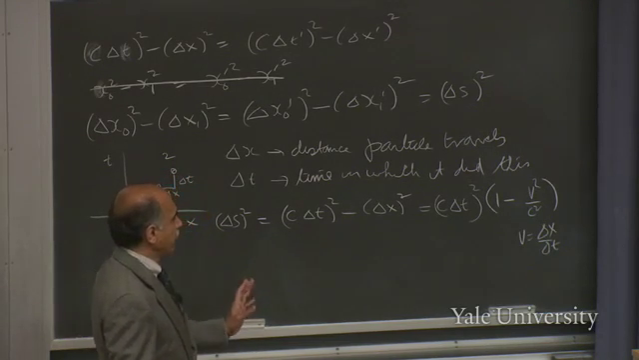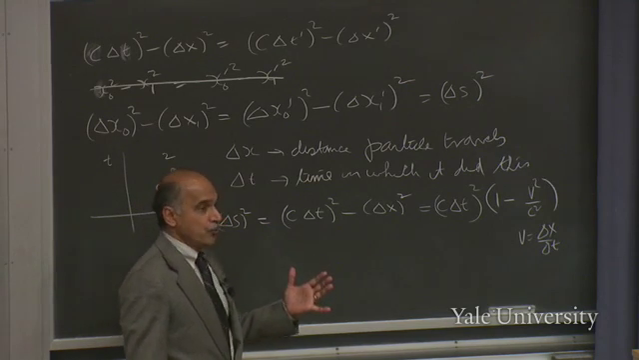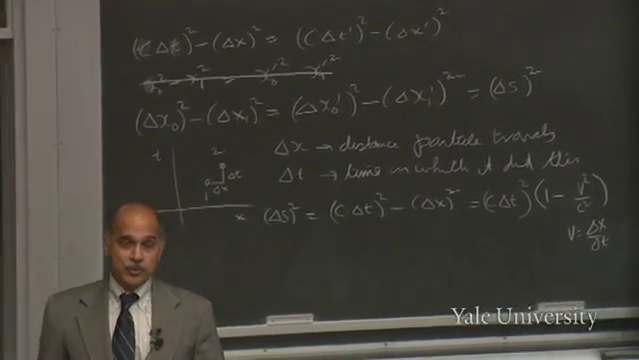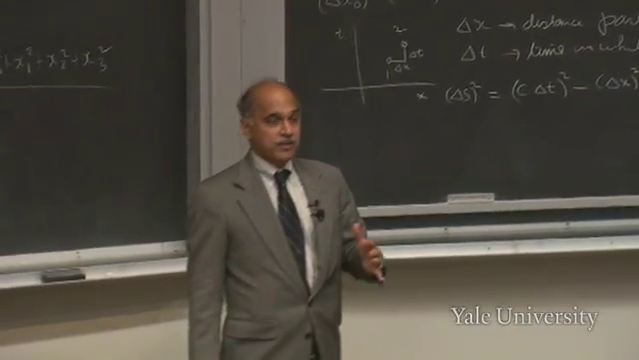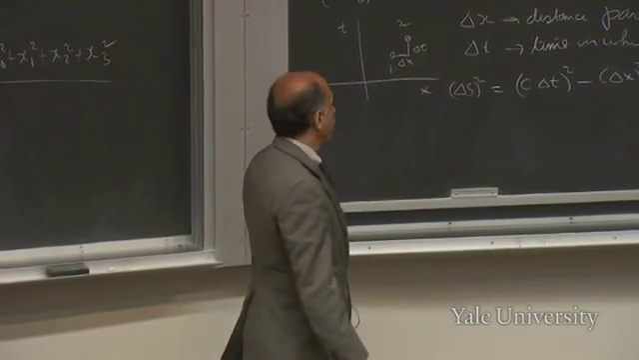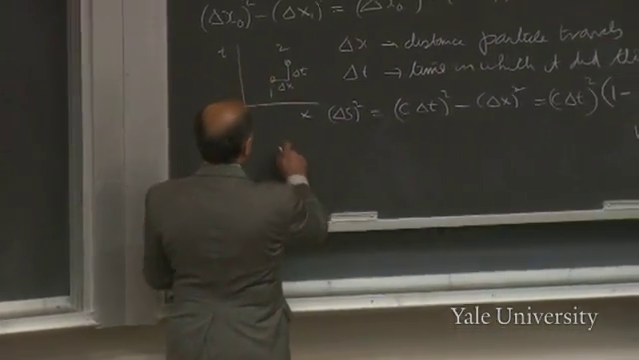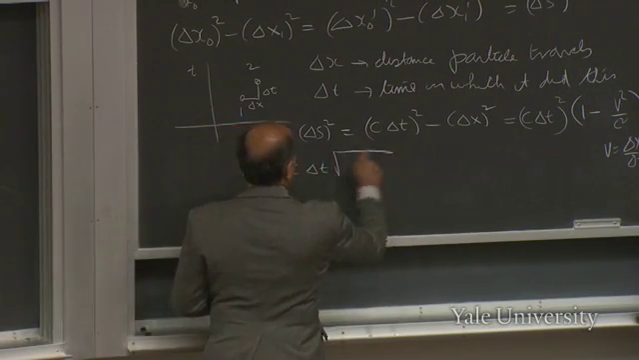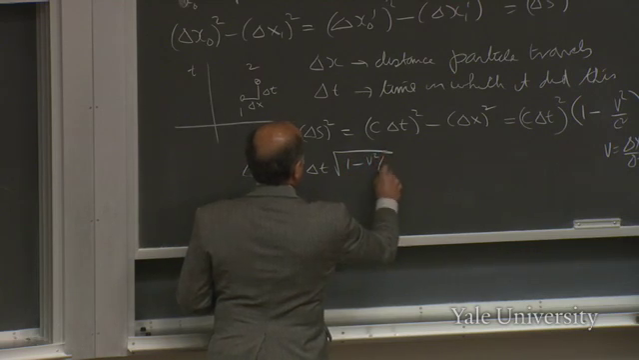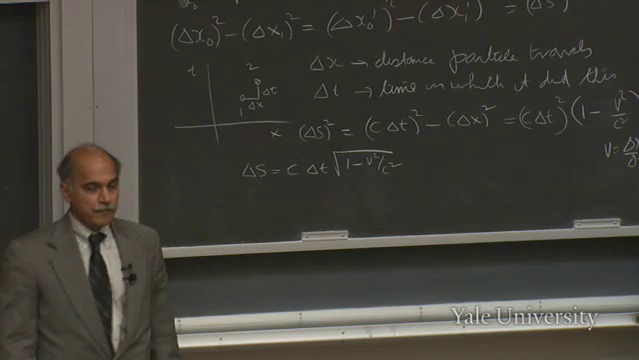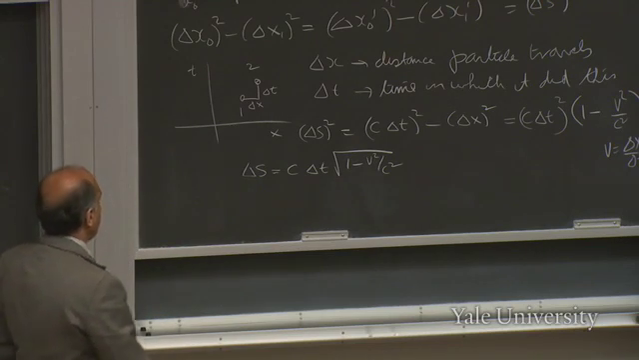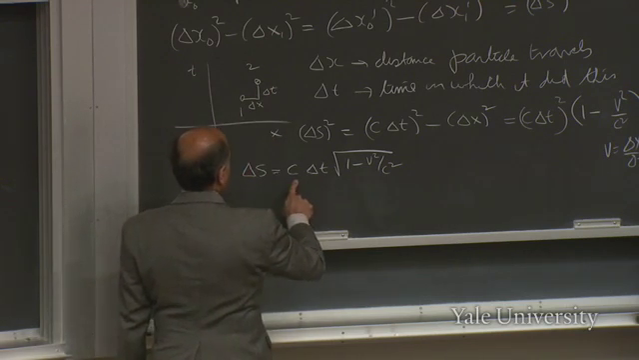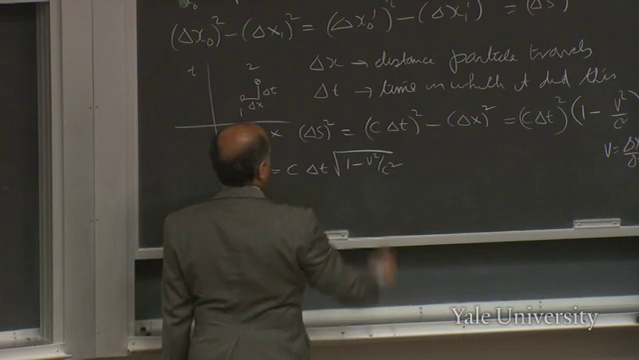I will always use v for the velocity of a particle that I'm looking at, and u for the velocity difference between my frame of reference and your frame of reference. So u is always the speed between frames, and v is the speed of some particle I'm looking at. So let's take the square root of both sides, and we find delta s equal to c delta t times the square root of 1 minus v squared over c squared. So the space-time interval between two events in the life of a particle is c times the time difference times this factor.